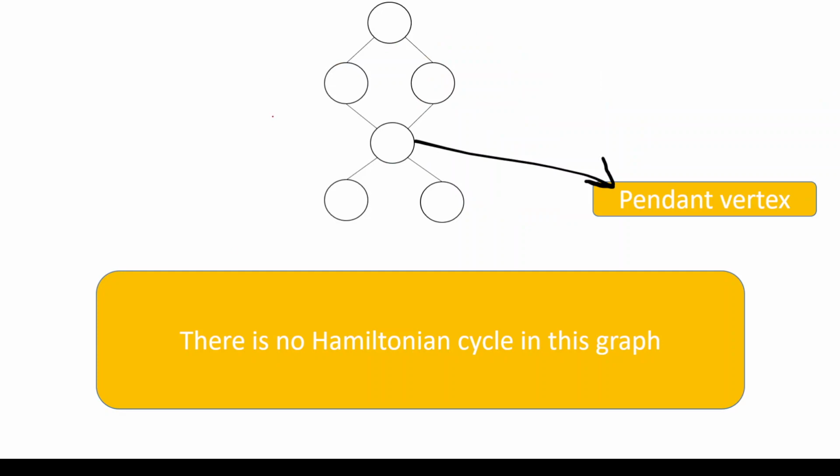Similarly, here I have another graph wherein there is something called a pendant vertex. So if there is a graph with a pendant vertex, there cannot be a Hamiltonian cycle in this graph. Okay, so your objective is to find if there is a Hamiltonian cycle in the graph or not. If there are, how many are there? If it is one or more than one.